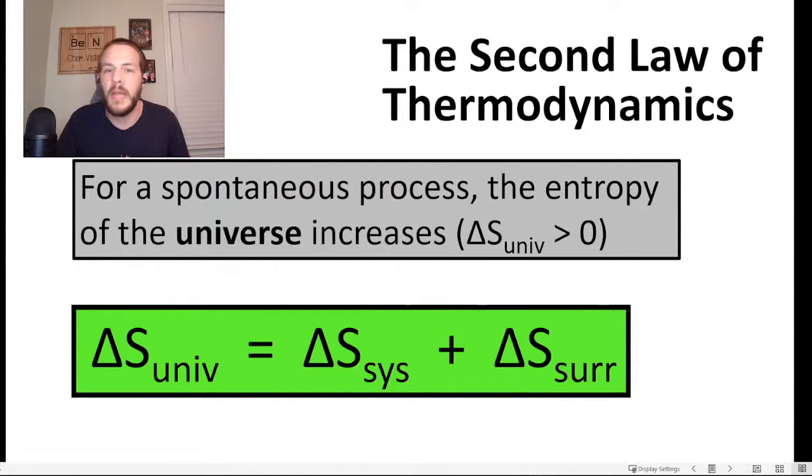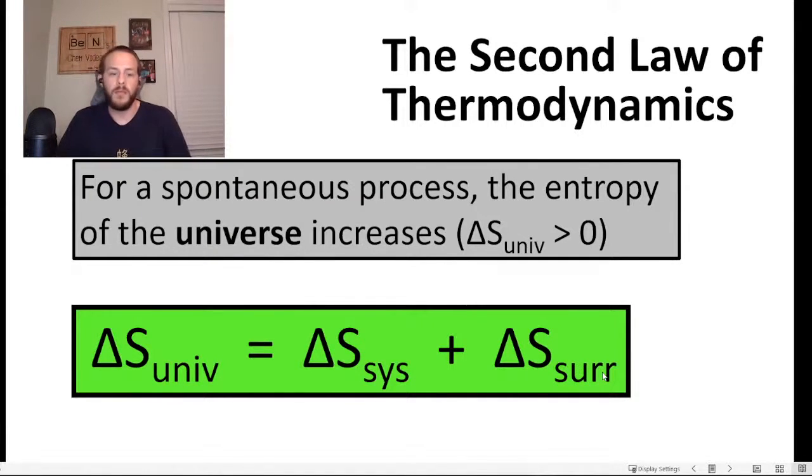Now, it's important to understand that when we talk about thermochemistry or thermodynamics, we define the universe as being composed of 2 components, which are the system, abbreviated SYS, and the surroundings, abbreviated SURR. And so we get this equation down here where we have delta S for the universe is equal to delta S for the system plus delta S for the surroundings. Very, very important to understand that.